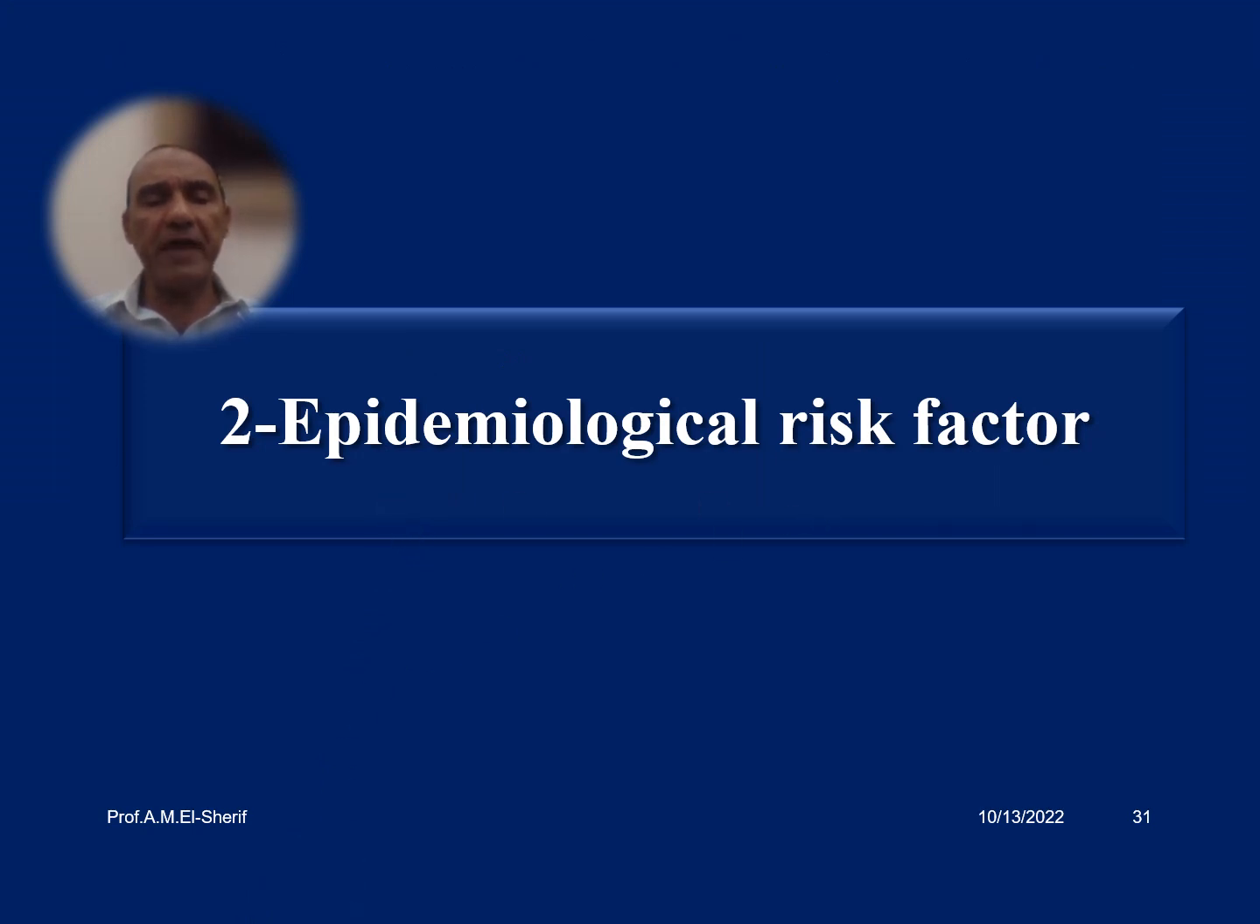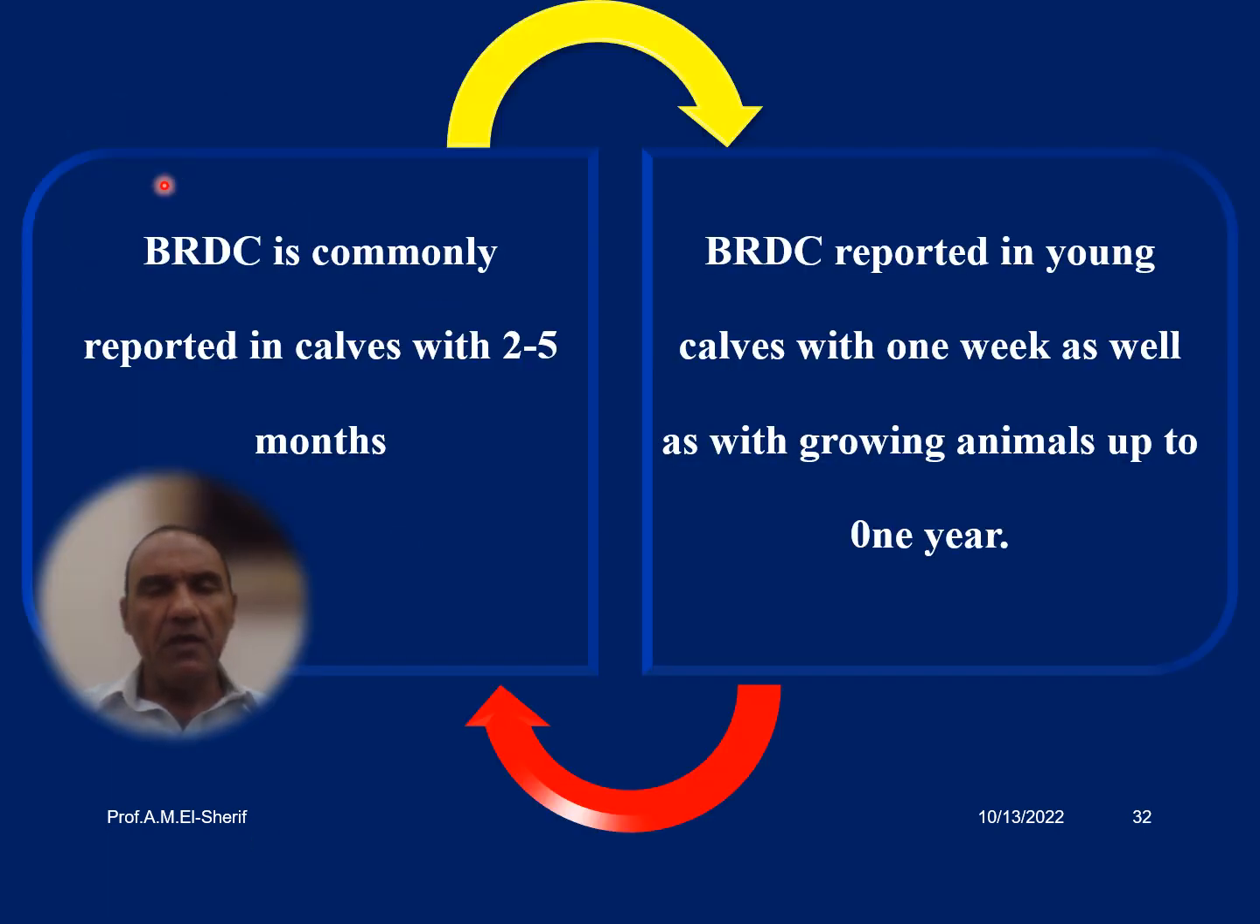Epidemiological risk factors that cause and help in the occurrence of bovine respiratory disease complex. Bovine respiratory disease complex is commonly reported in calves within 2 to 5 months, and reported in young calves at 1 week, as well as growing animals up to 1 year.